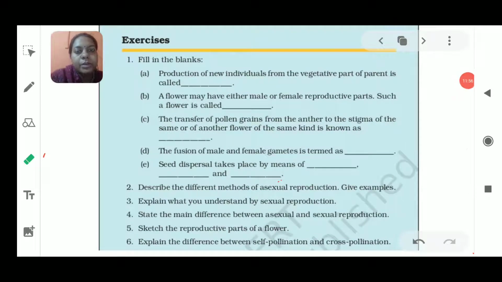You could also include one more difference: self pollination takes place at a small distance, whereas cross pollination takes place at a long distance. You could also include some more differences, even if they are not present in your book, and you could write them on your own. If the difference is correct, then you could include it, but it should have a proper significance.